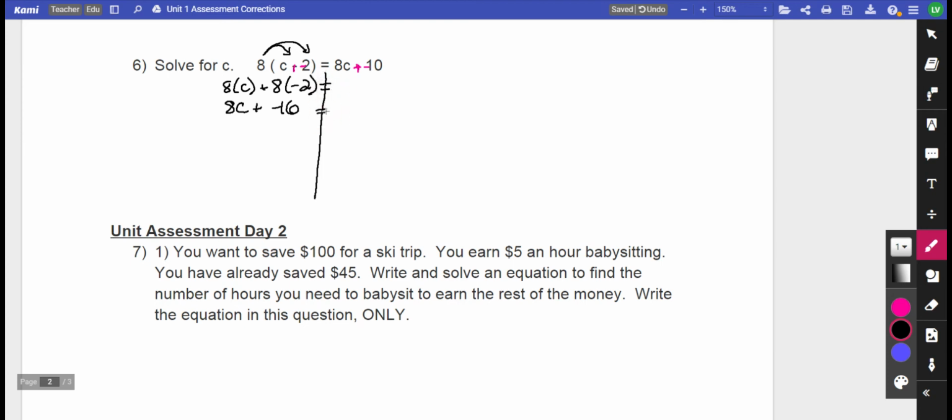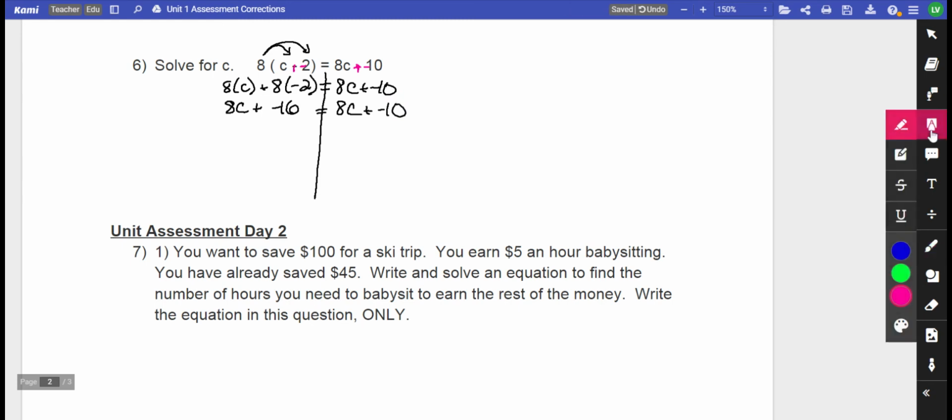I can't combine anything on the right side because we have a variable and a constant term. So I'm just going to rewrite 8c plus negative 10, and I'm going to rewrite it twice to match up with the left side. From here, I want to find my like terms. I have an 8c and an 8c on both sides. I have a negative 16 and a negative 10.